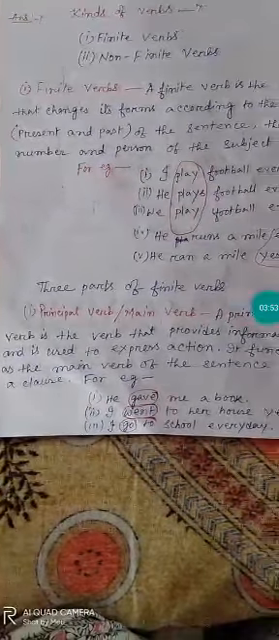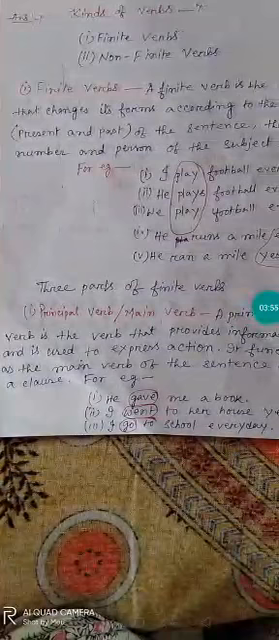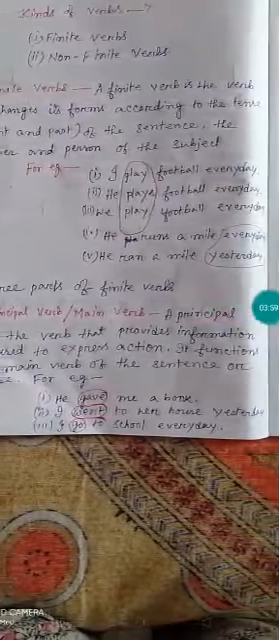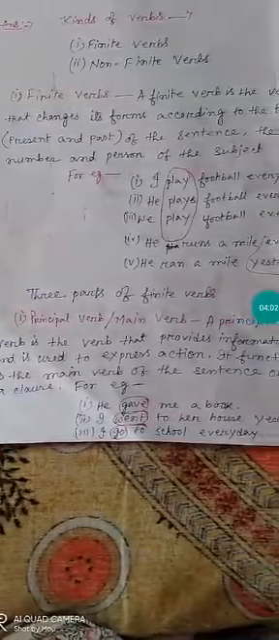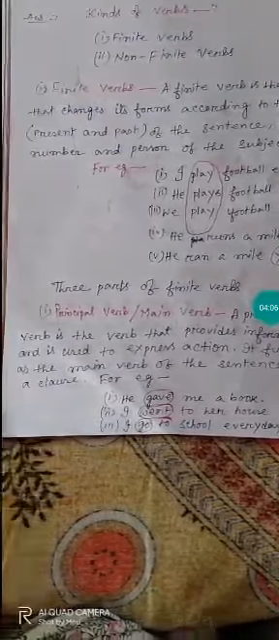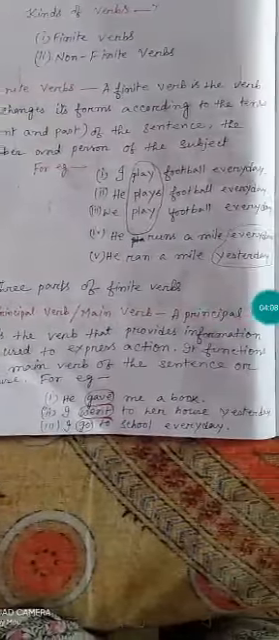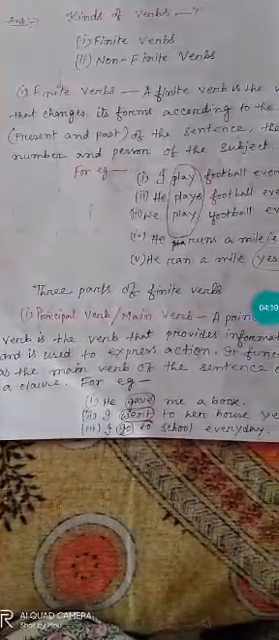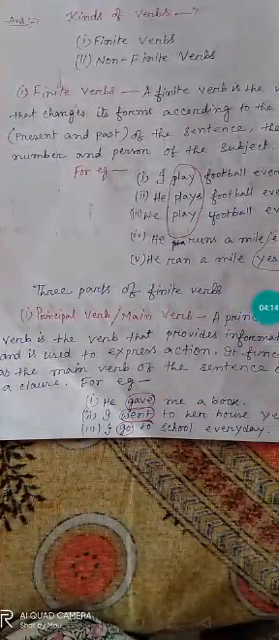Now, coming to the parts of finite verbs. Finite verbs has three parts. First part, principal verb or main verb. A principal verb is the verb that provides information and is used to express action. It functions as the main verb of the sentence or a clause. So, the verb which expresses action and the verb which acts as the main verb of the sentence is called the principal verb or main verb.